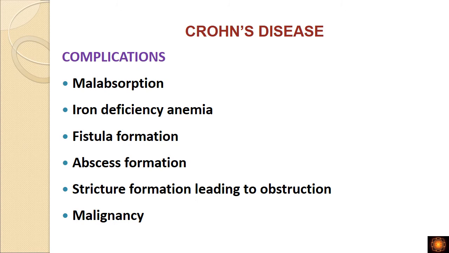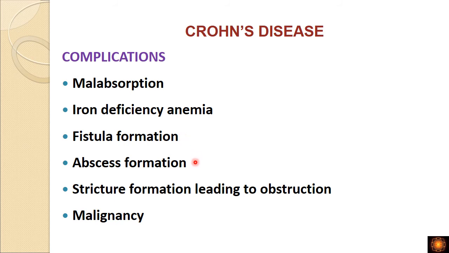What are the complications of this? Malabsorption. As the mucosa is destroyed, the intestinal epithelial cells are destroyed, the absorption is not proper, so the patient will suffer with malabsorption. Later on he can develop iron deficiency anemia, and even megaloblastic anemia. As I told you, fistulas can form between the adjacent bowel, or they can also form between adjacent organs like the bladder and the vagina.